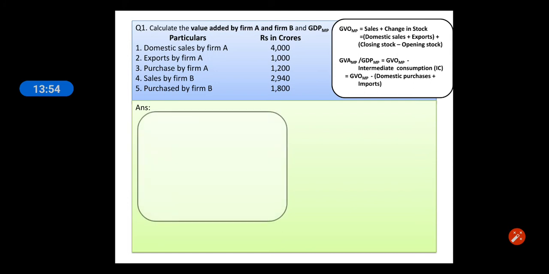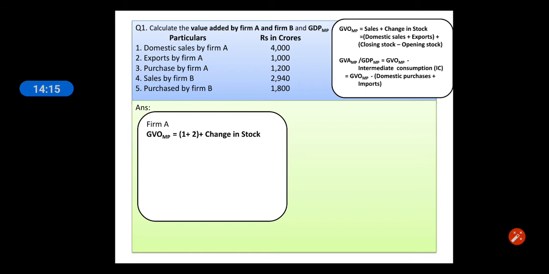We have two firms, right? So let us start with firm A. Firm A. So like I said, we have to start with GVO. The formula of GVO is sales plus change in stock, right? And we know that sales comprises of domestic sales and export, right?